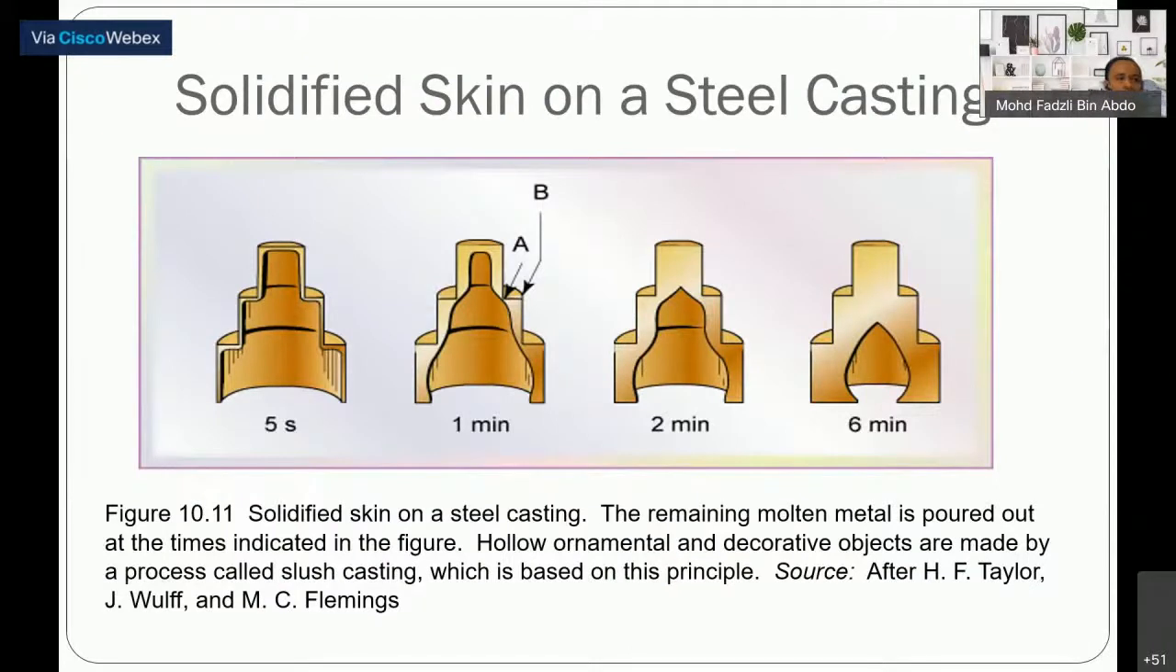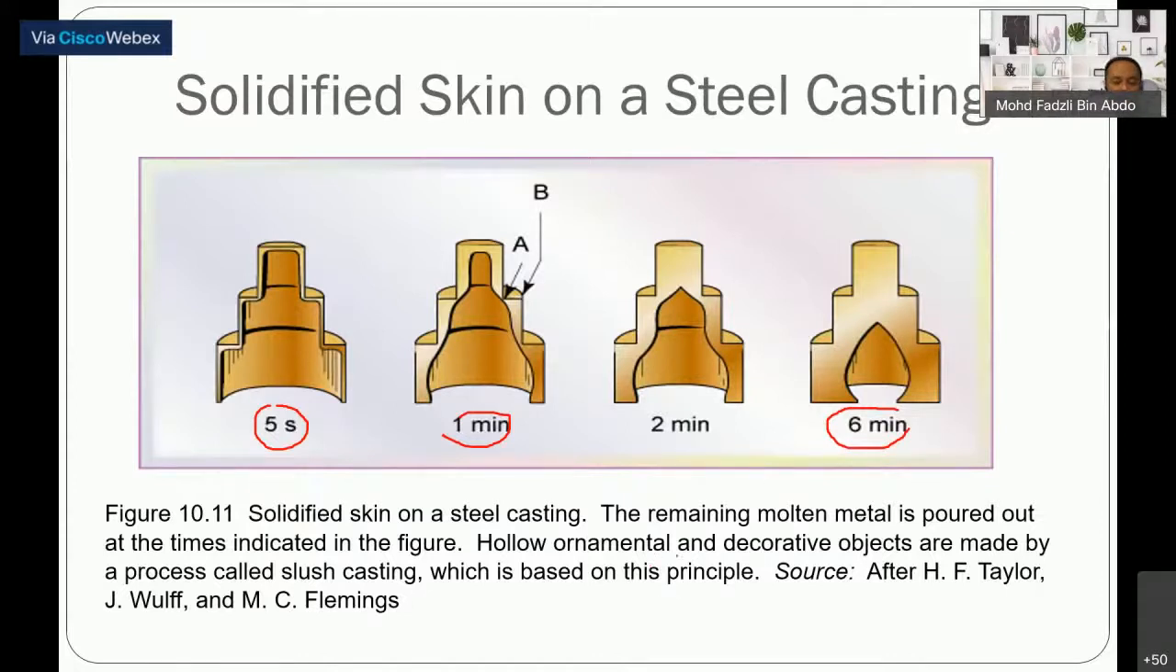Okay, this is the solidified skin on a steel casting. Solidified skin on a steel casting, the remaining molten metal is poured out at the times indicated in the figure. Okay, ini pada 5 second. Ini pada 1 second, 2 second, 6 second. Kalau kita tengok, dia punya skin ni makin lama makin tebal.